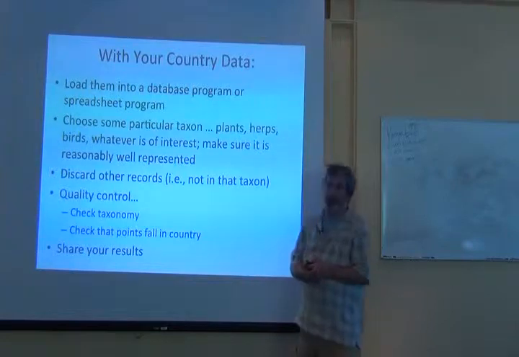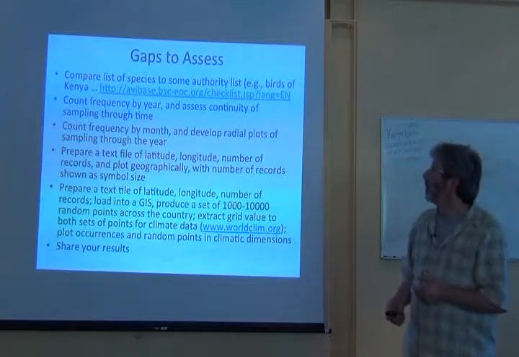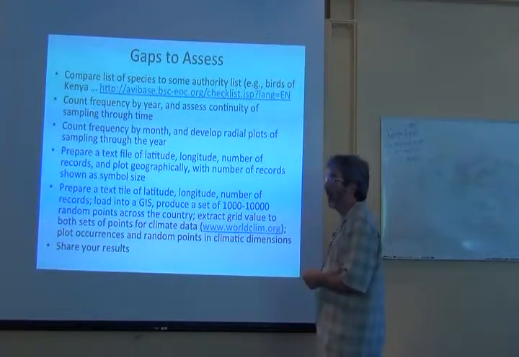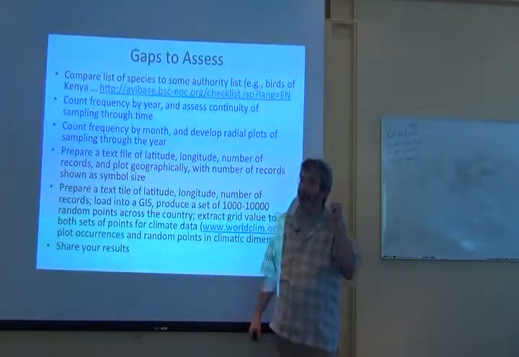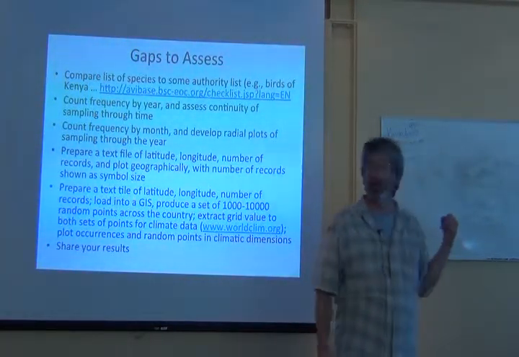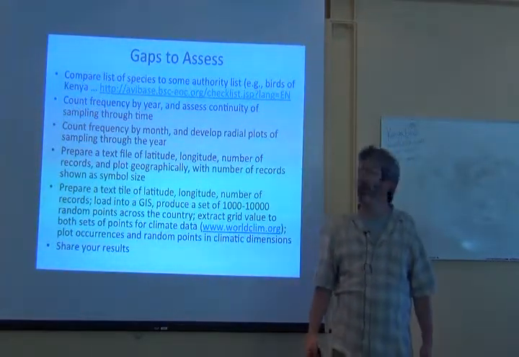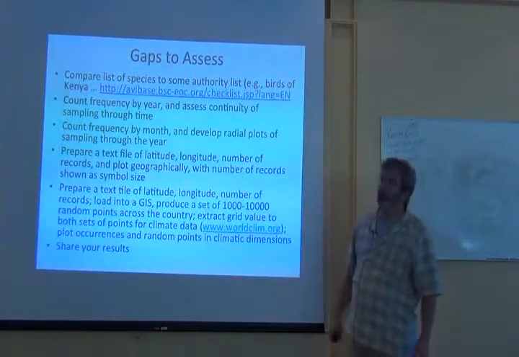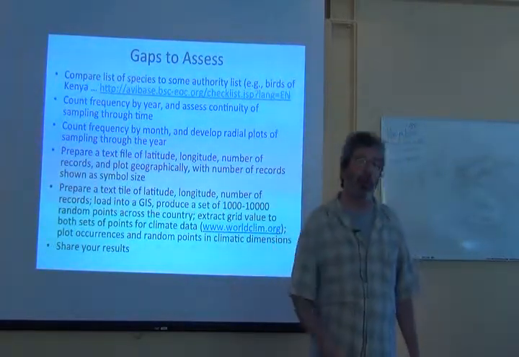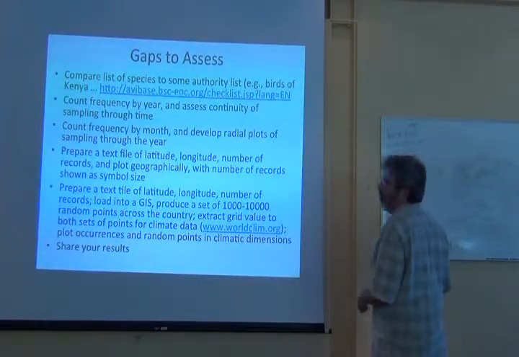And then there are a bunch of things you can do to start exploring your data. So as I said, you can compare your list of species to some authority, but now with an eye to what are the gaps. Okay, not what's garbage, but what's left out, what's not in your data set. Okay? So there's kind of one interesting thing to do, looking at how much of that known avifauna or known herpetofauna or known flora, whatever you can find is represented in your data set.